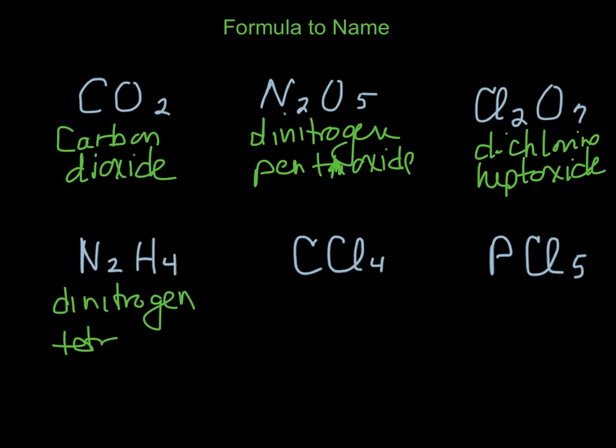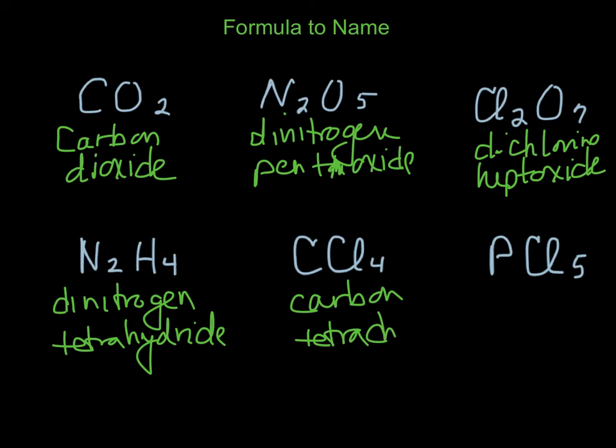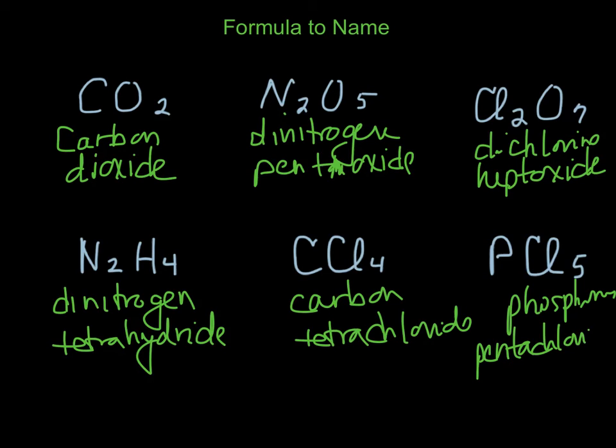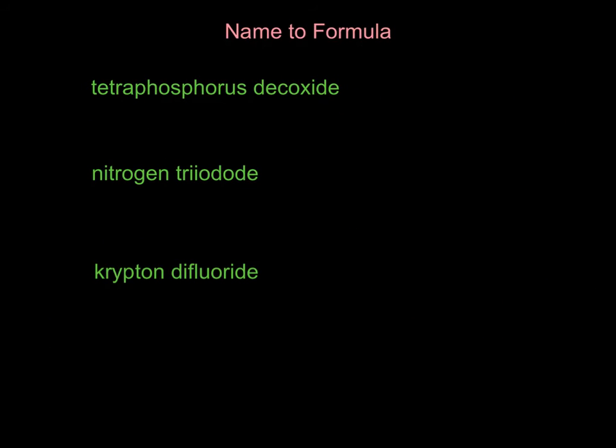Tetra is for tetrahydride. Carbon, remember there's only one of them, but we don't say mono. Carbon tetrachloride. Okay, tetrahydride, tetrachloride. Phosphorus, gonna run out of room. Phosphorus pentachloride. I scribbled a little bit, so I'll say it more clearly. Phosphorus pentachloride. So what if we want to go backwards now?